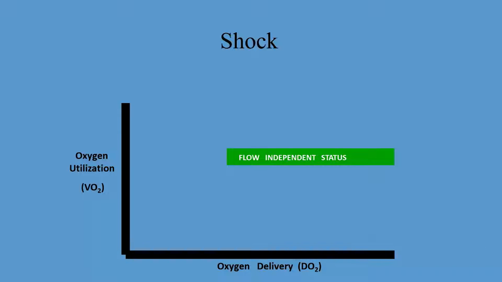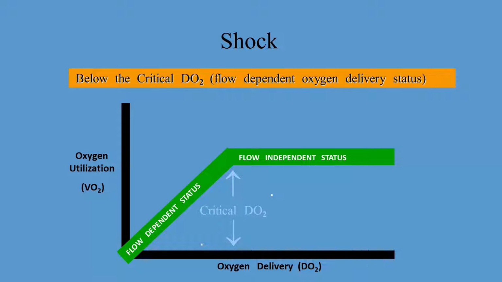And this is what many people call a flow-independent status. Now, as the flow decreases and you get down to a critical DO2, this is where we can run into problems with oxygen utilization. And the curve drops off fairly quickly. And then this part of the curve is called the flow dependent status. So as oxygen delivery changes, oxygen utilization changes as well. And as oxygen utilization drops further and further, that results in worsening tissue perfusion and worsening shock. And so once again, a flow dependent oxygen delivery status.